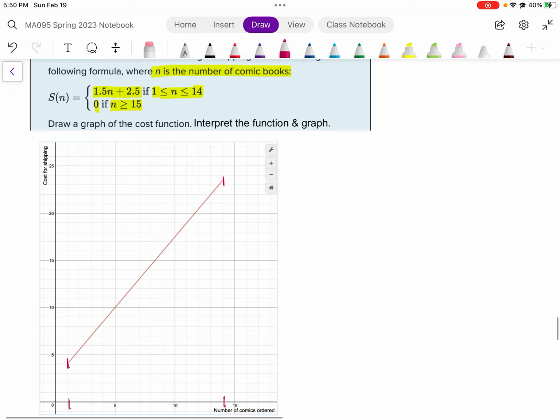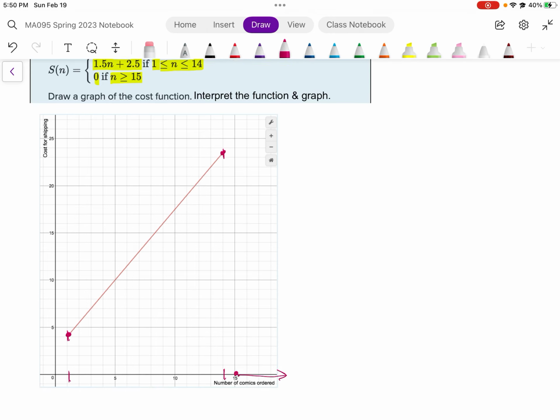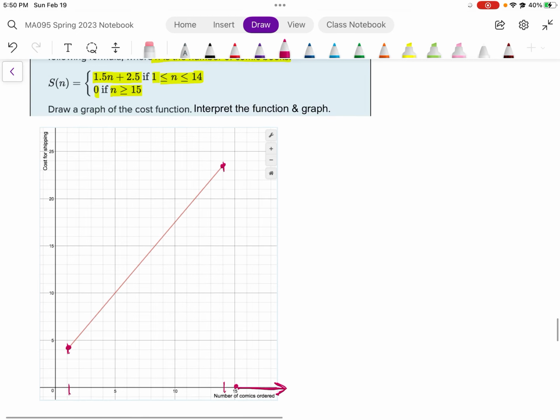Then how are you going to say S of n equals 0 at 15 or more? Well, that line would be from here on forever. So here we should have a closed dot at the end. And then the last line would be what I drew at the bottom. Maybe a little straighter than that, but like that. So if I bought 10 comic books, my cost would be right here around $17.50. If I bought 5 comic books, my shipping would be $10. If I bought 15 or 16 or 17, I wouldn't have to pay any shipping. So that's a piecewise function in the real world.